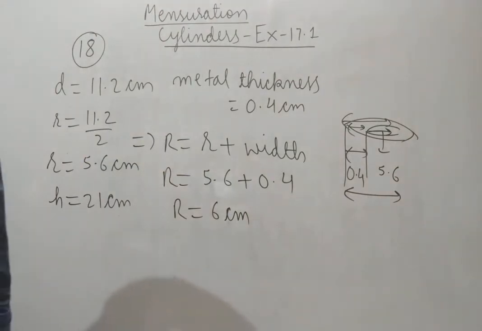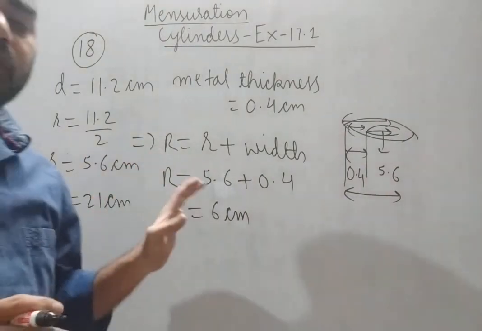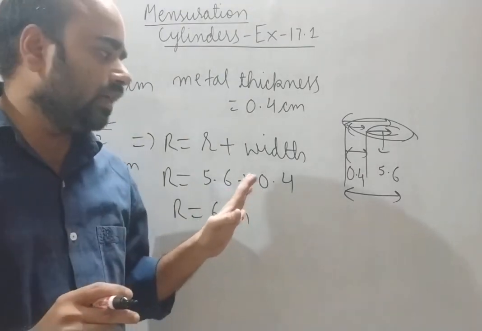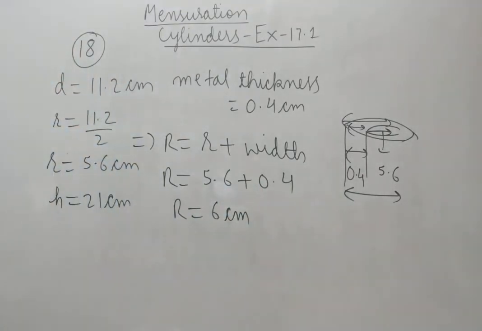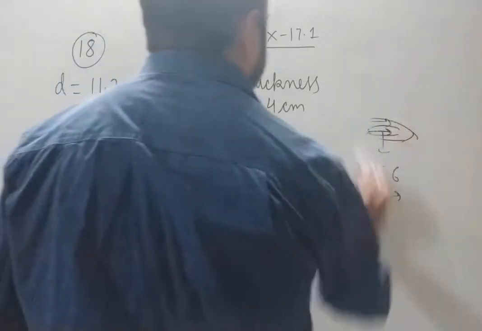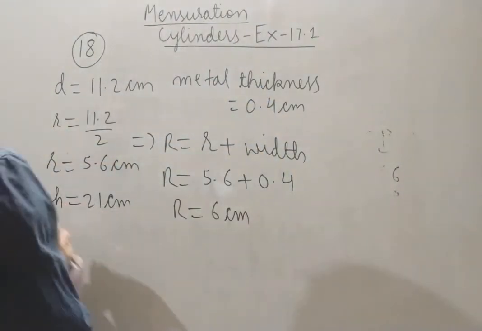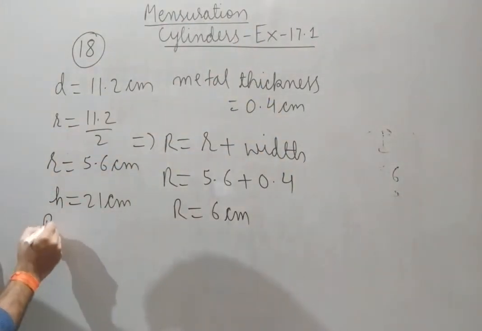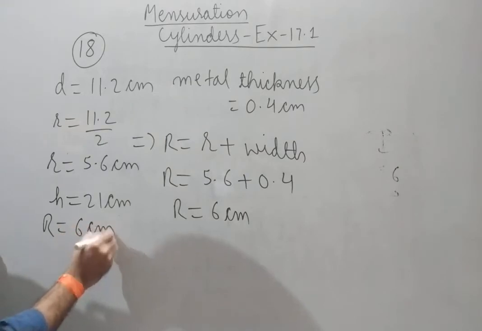So we have to find the volume of the metal in the tube. Volume of the metal means volume of the material used. Correct? Volume of the metal means volume of the material used. So the formula will be, here capital R is 6 centimeter.